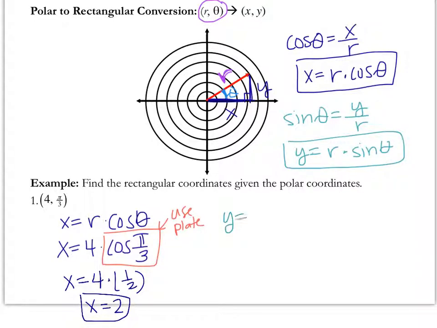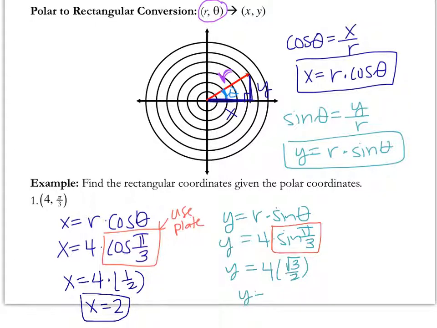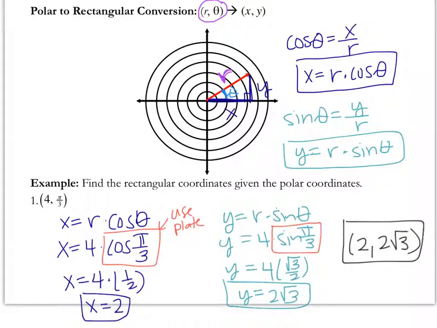Then we need to find the y coordinate, so that's going to be r times sine theta, which is 4 times the sine of pi over 3. And then again, we're going to use our plate to evaluate the sine of pi over 3. I don't want you to use your calculators for these because they're on your plate. You'll get a more accurate answer, so I want the exact value. This one's radical 3 over 2. And then if we simplify that, the 4 and the 2 will cancel. We'll get 2 radical 3. So our final answer would be just to write out what the point is. That point is (2, 2 radical 3). That's our final answer here.